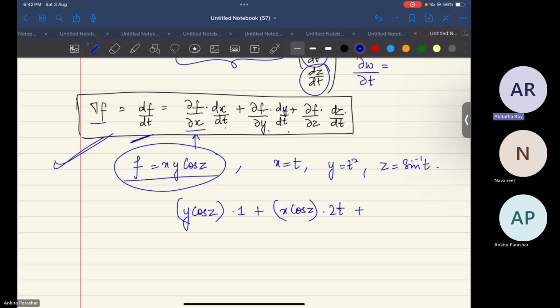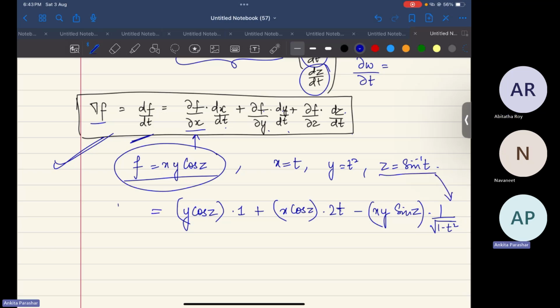∂f/∂z. We'll take x and y as constant, and cos z would be minus sin z. So xy times minus sin z, and then dz/dt is, what is the derivative of sine inverse? I think it was something like 1 by root of 1 minus x square, maybe. Yeah, like this. Even I don't remember fully, but I think it is this.